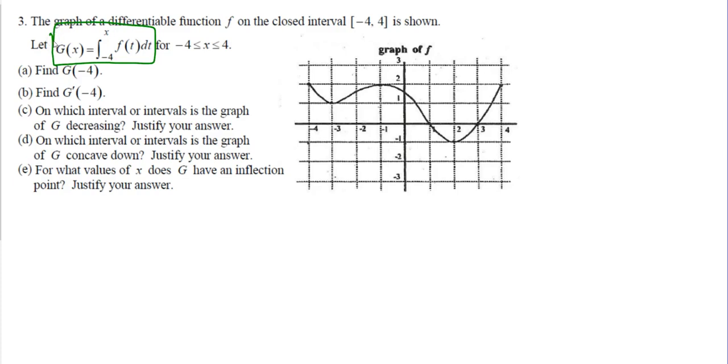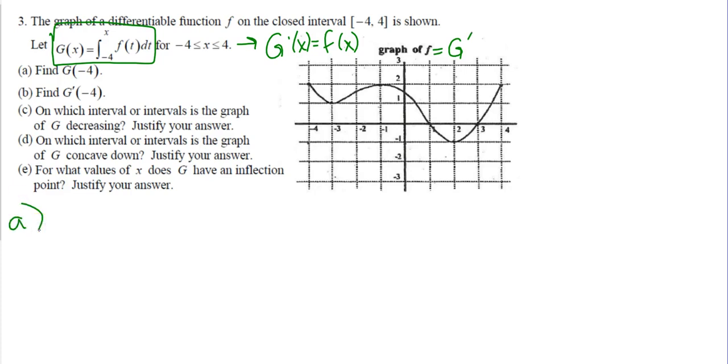And then before we even read parts A through E, we want to derive both sides of the equation. So the derivative of the left side is going to be g prime of x, and the derivative of the right side is an FTC, right? So derivative of an integral, that's just going to give me f of x. So we've got g prime of x equals f of x. In other words, yes, this is the graph of f, but it's also the graph of g prime. Okay, so now let's go parts A through E.